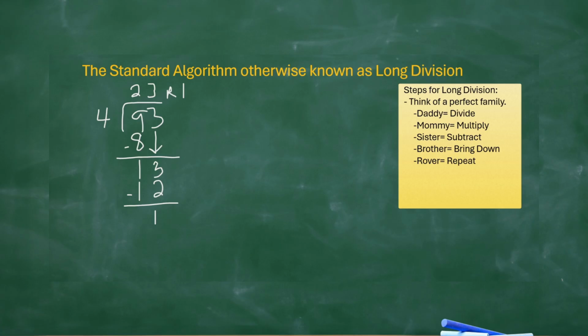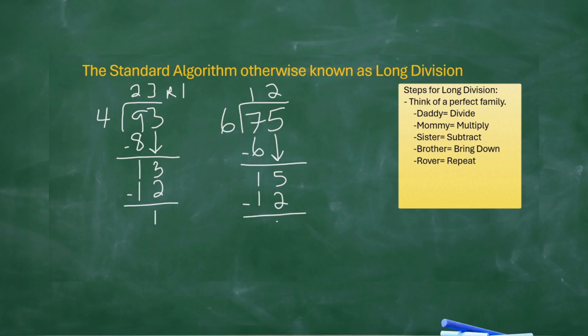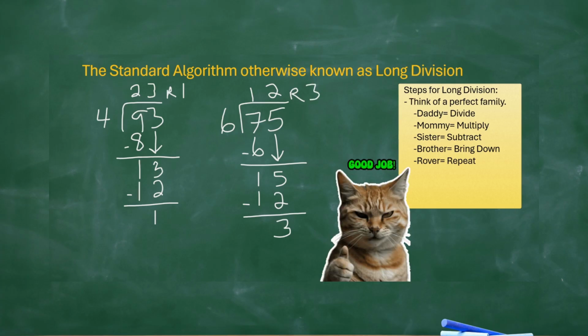Let's try another one. Let's try 75 divided by 6. How many 6s can I take out of 7? The answer is 1. 6 times 1 is 6. Do your subtraction, you're left with 1. Bring down the 5, and we repeat. How many 6s can I take out of 15? The answer is 2. 2 times 6 is 12. Do your subtraction, you're left with 3. And in this case, the remainder is 3 because we can get no more groups of 6 out of 3.